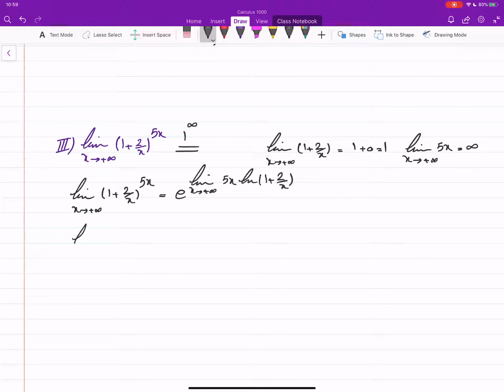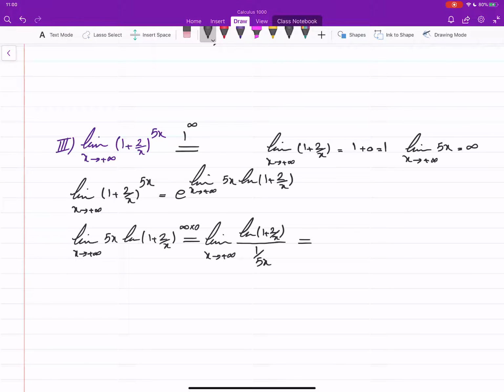And as you can see now, we have this limit, which is, interestingly enough, infinity times 0. And that's another indeterminate form, but we know how to deal with. Write one of them as 1 over 1 over itself. So in this case, I will write 5x as that, as x goes to plus infinity.